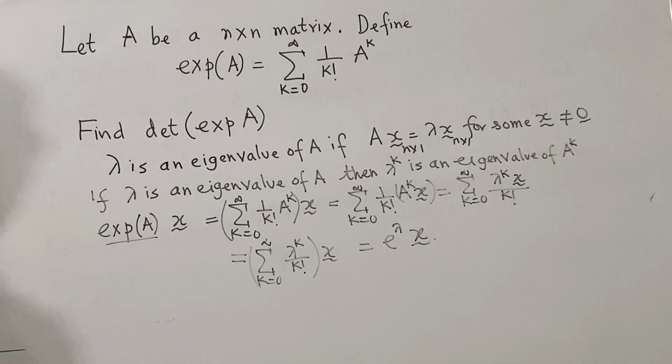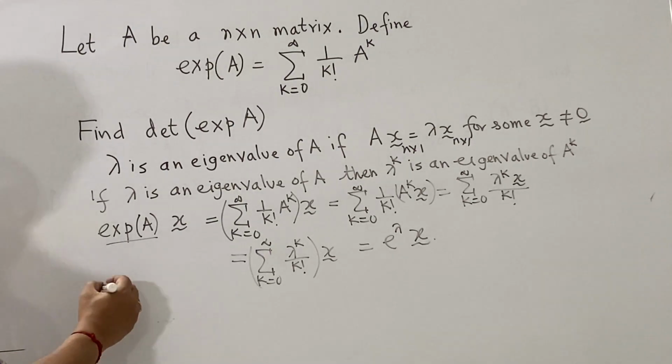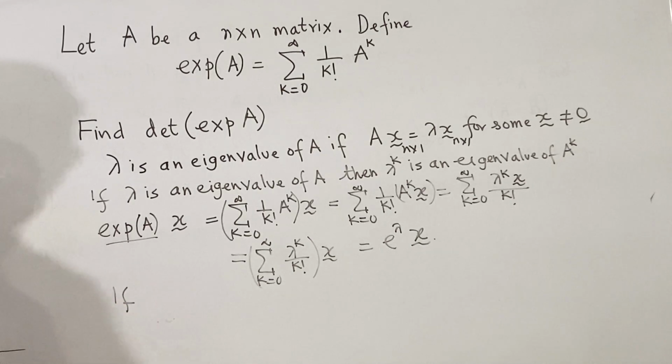So if lambda 1, lambda 2, ..., lambda n are the eigenvalues of A, then e to the power lambda 1, e to the power lambda 2, ..., e to the power lambda n would be the eigenvalues of exponential A. Okay, so that is a key result which I write down here.